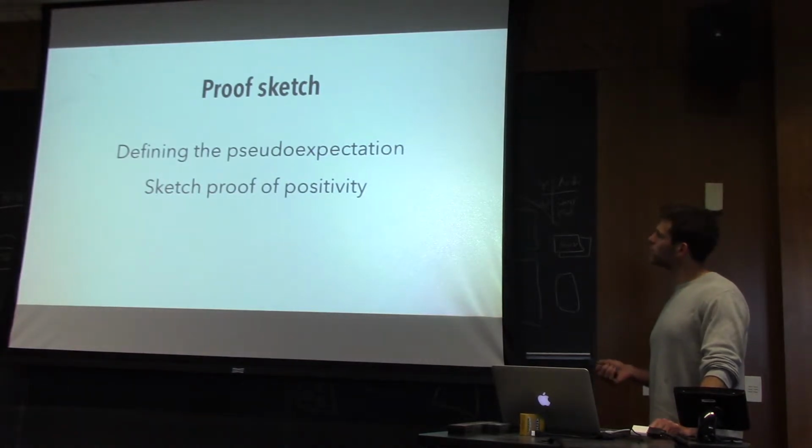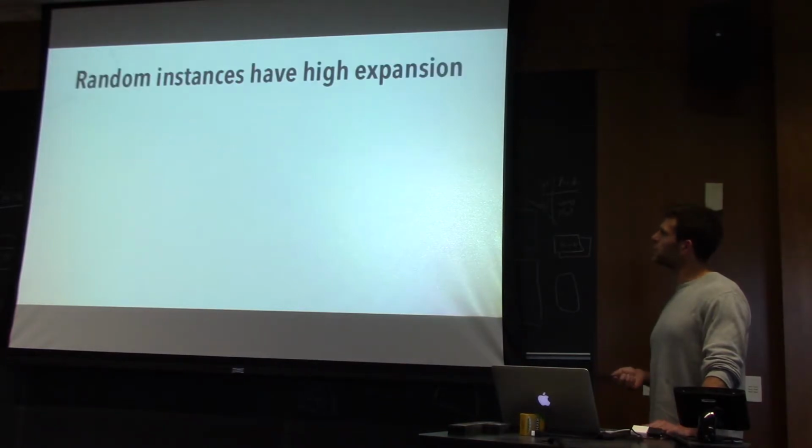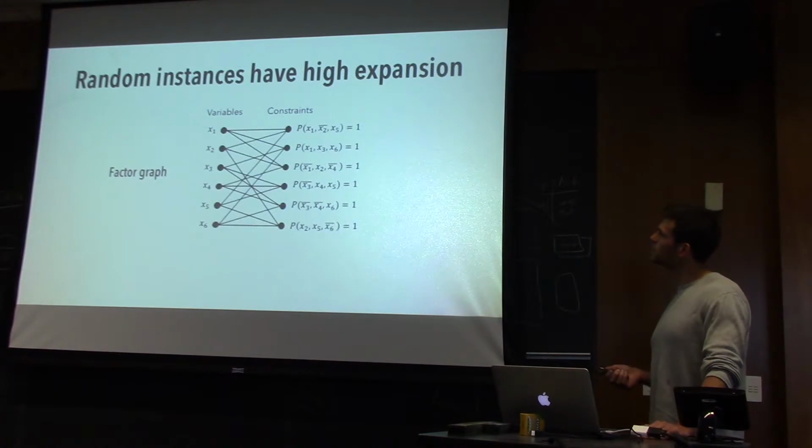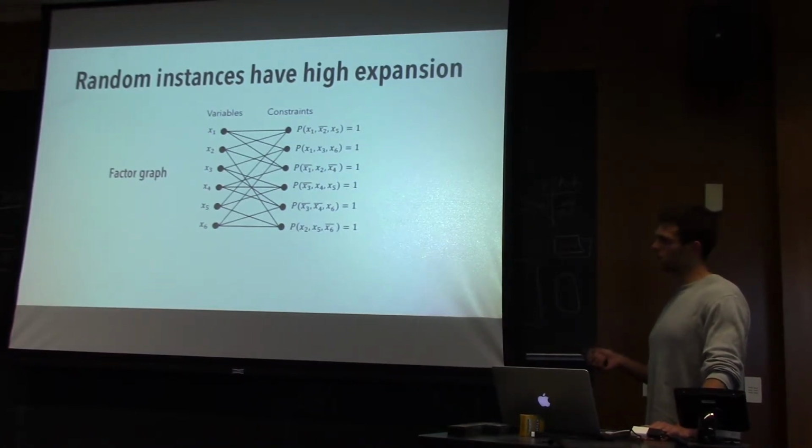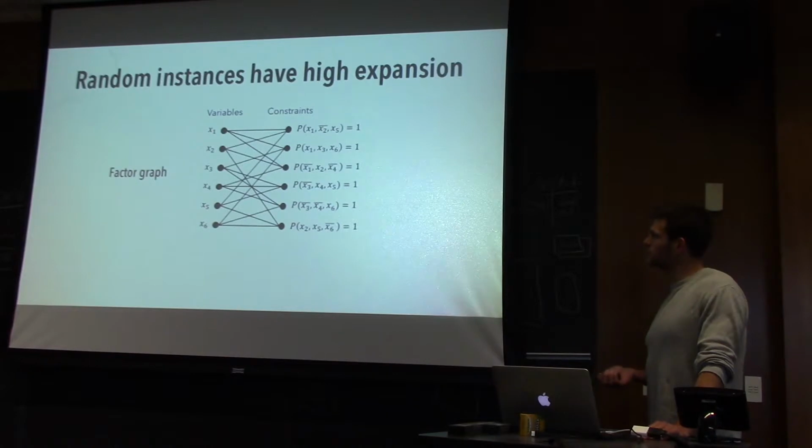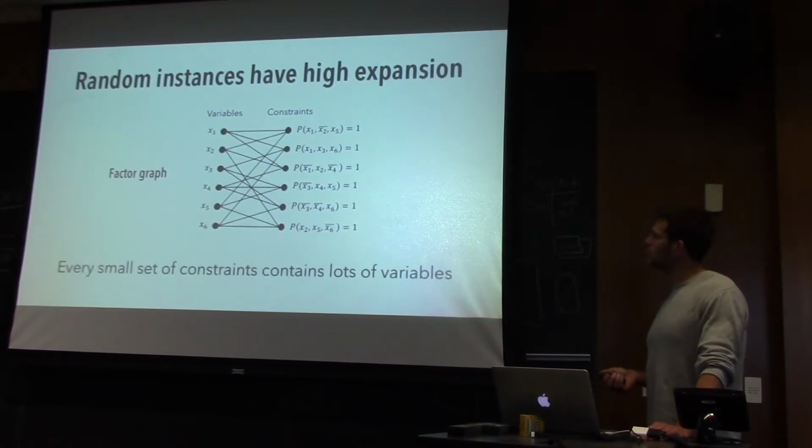All right. So before I jump into the pseudo expectation, I'm going to jump to the punchline, which is that all this works because random instances have high expansion. We're going to think about an instance in factor graph form, where you have some variables. It's a bipartite graph with variables on one side and constraints on the other. They're connected if the constraint contains the variable. Here's an example. If you take a random instance, you get a random factor graph, and this is going to have high expansion.